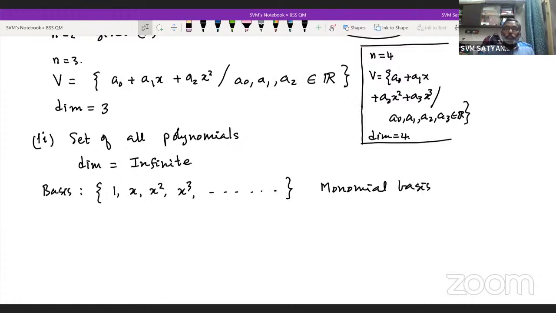Someone asked earlier: basically, Taylor expanding any function is like expanding it in this basis, right? Any function will be written as some constant plus some constant times x plus some constant times x square, and so on. So Taylor expansion is essentially expanding a given function in the monomial basis.